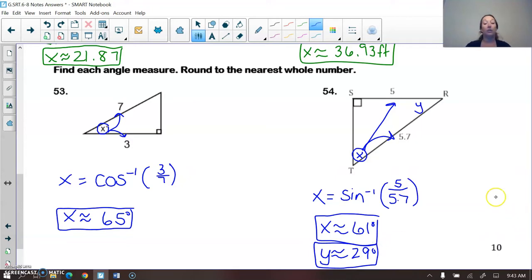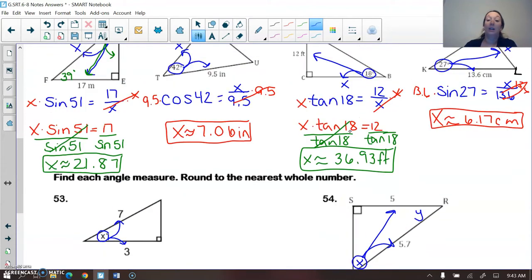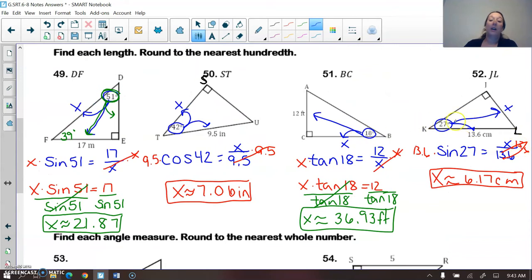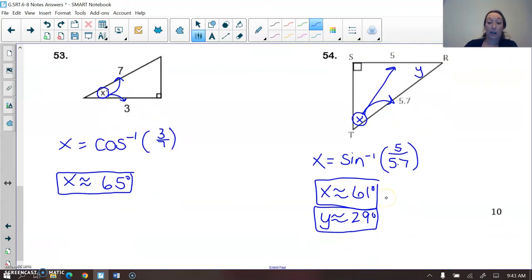If I asked you to solve this right triangle, you would also need to find the side length, and you could do that by using the Pythagorean theorem. Whenever you have two side lengths, you can just use the Pythagorean theorem to find the third side length. But again, like up here, if you only have one side length and an angle measure, you need to use trigonometry. If you're ever finding an angle measure, you need to use trigonometry.